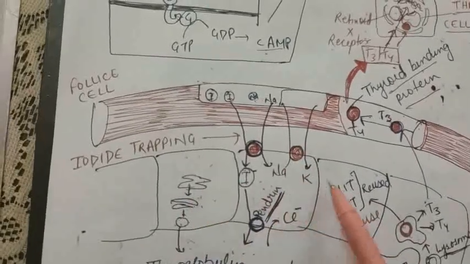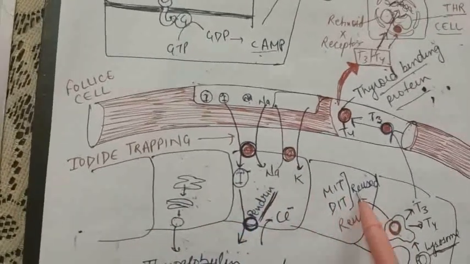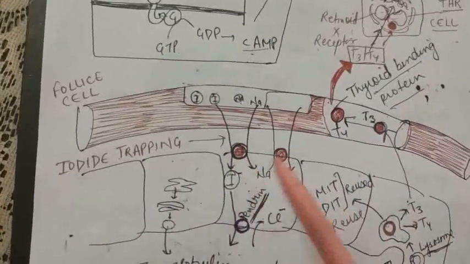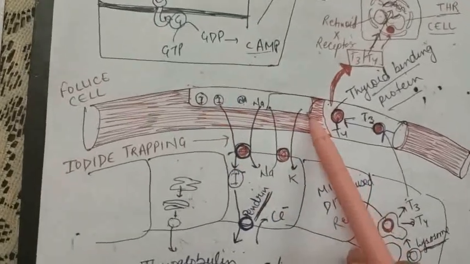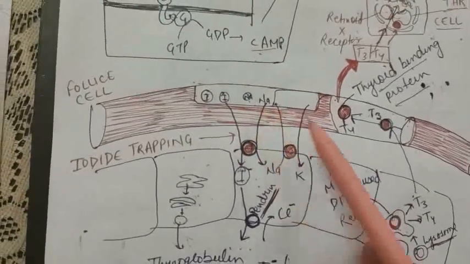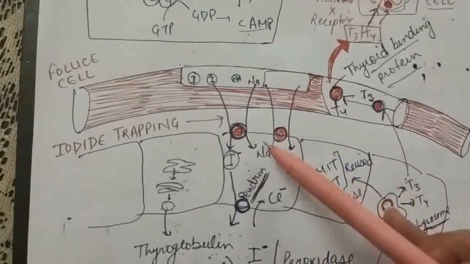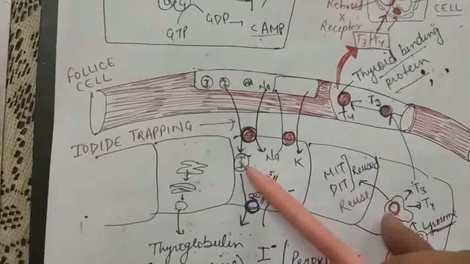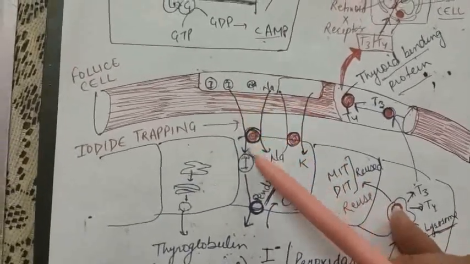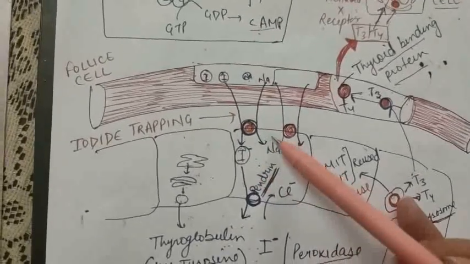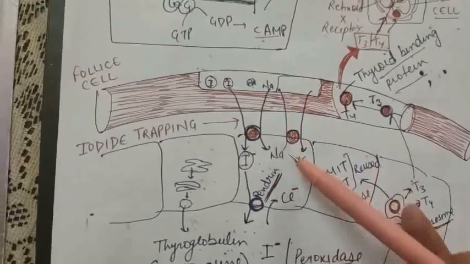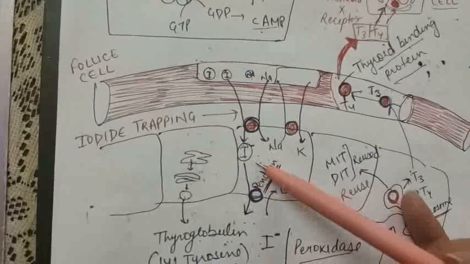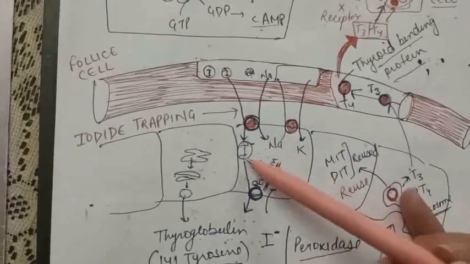These are the follicle cells, and this is a blood vessel just beside the follicle cells. There are circulating ions present there: iodide ions, sodium ions, and other ions. On the membrane there is a sodium iodide symporter, and with its help sodium and iodide enter the follicle cell. This is maintained by the sodium potassium pump, which brings the sodium back to the vessel. This way we now have iodide in the follicle cell.